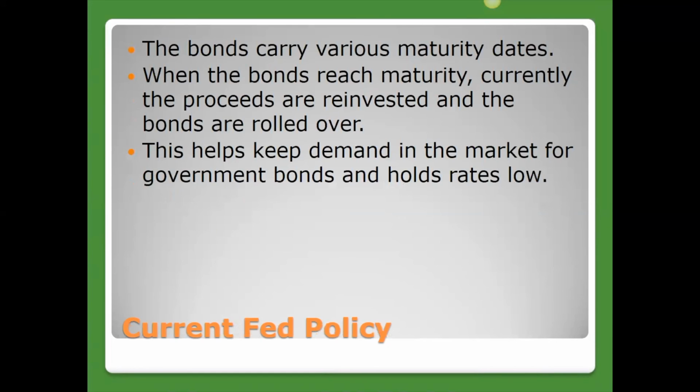So let's see how this works. The current policy that the Fed has is that each bond is a debt instrument, so each bond will have a maturity date, right? When the bonds reach their maturity date, currently what the Fed does is take that money and put it into something else, right? So they're basically buying more bonds. When the previous bonds reach maturity, they go and buy more bonds. This just keeps the demand for the bonds in the market, and it helps the rates stay low.